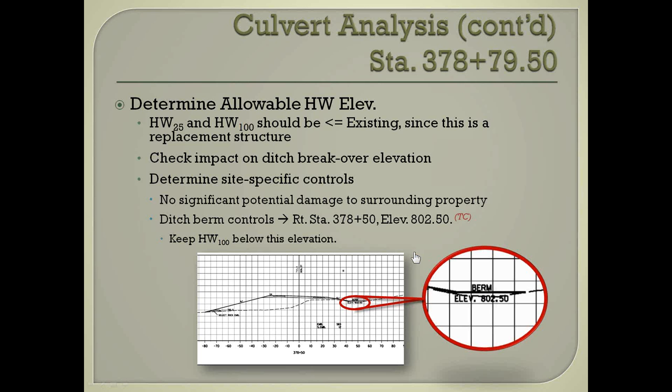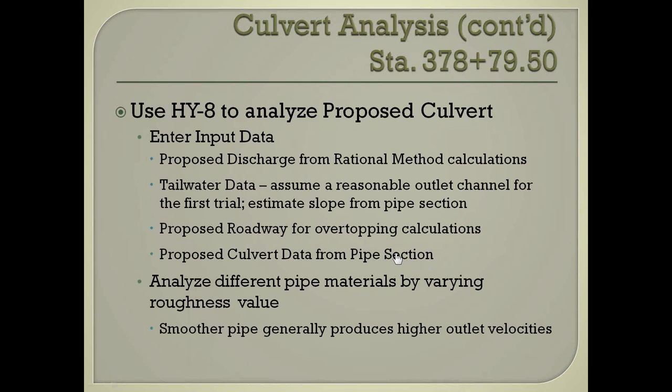And we also want to make sure that we don't have any damage to any property. So there's going to be other things that we're going to be looking at, but to keep this quick for this situation, we want to make sure our headwater is below 802.5. So we enter our input data for the proposed discharge from the rational method, our tailwater data, proposed roadway data.